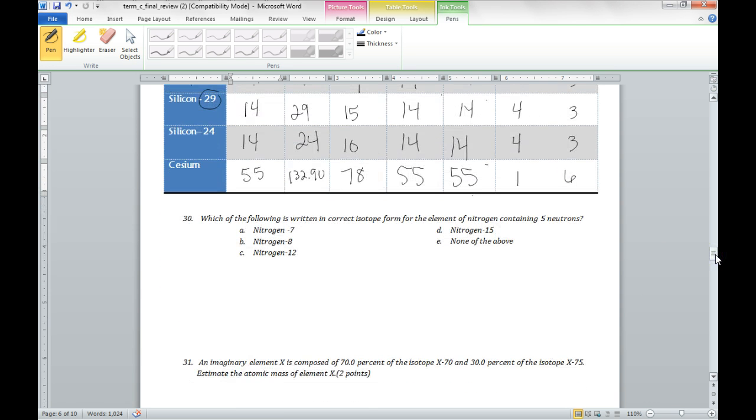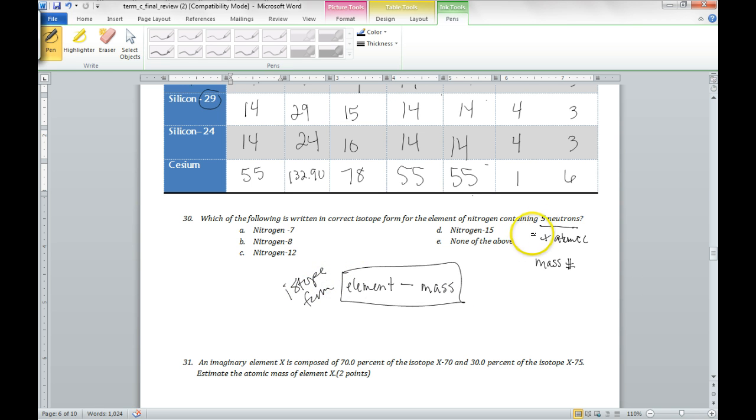Okay, calculate the number of neutrons. Which of the following is written in correct isotope form for the element of nitrogen containing 5 neutrons? So if we add the atomic number to the neutrons, that should give us our mass number, which, if it's in correct isotope form, should go element dash mass. That is isotope form. So if we have 5 neutrons and nitrogen is atomic number 7, the correct one would be nitrogen-12. 5 plus 7 is 12.